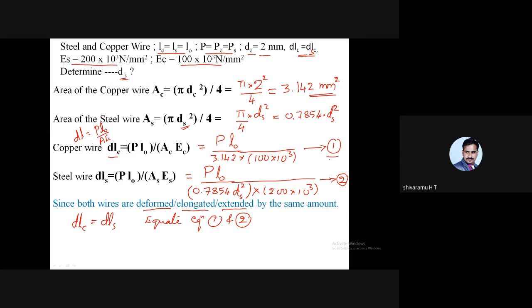These two equations we considered and we are just equating. So DLC is equal to DLS, because in the question it is stated that both the wires are deformed or elongated or extended by the same amount. So whatever the deformation is on the copper wire is equal to the deformation of the steel wire. So we are equating DLC is equal to DLS, equation 1 is equal to equation 2.